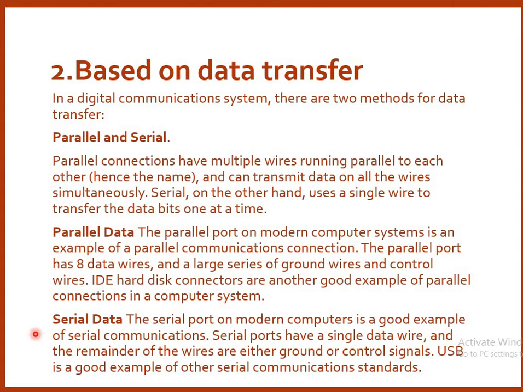Next one is serial data transmission. The serial port on a modern computer is a good example of serial communication. A serial port has a single data wire, and the remaining wires are grounded or used for control. USB is a good example of serial communication.